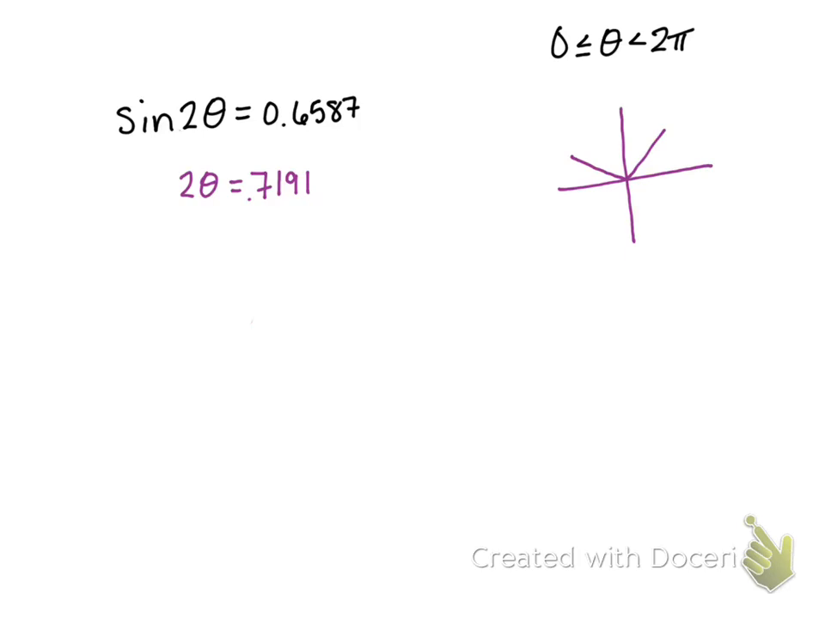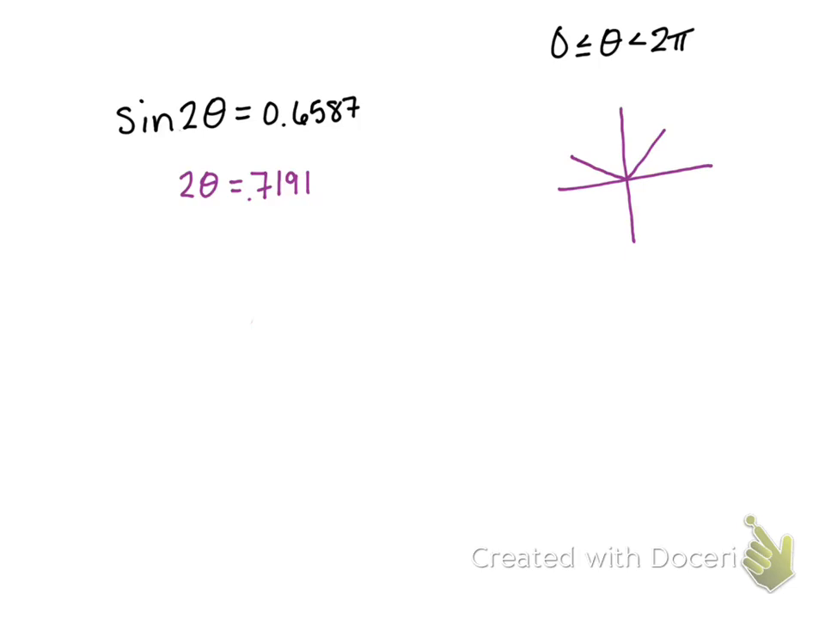The reason that all of these angles are going to be in the first and second quadrant is that when we then divide by 2 to solve for theta, we're going to have all our answers between 0 and 2 pi or 0 and 360, depending on whatever mode that we're in.